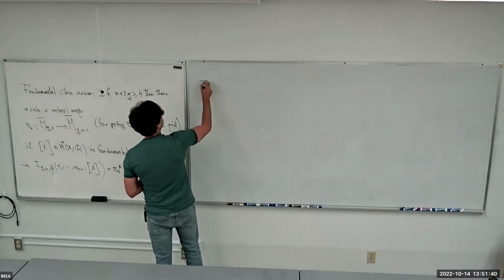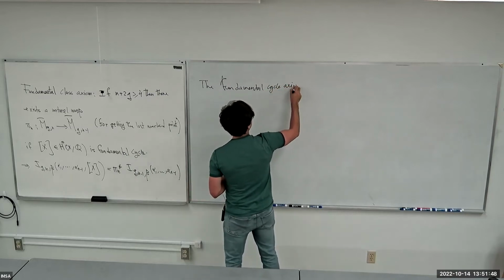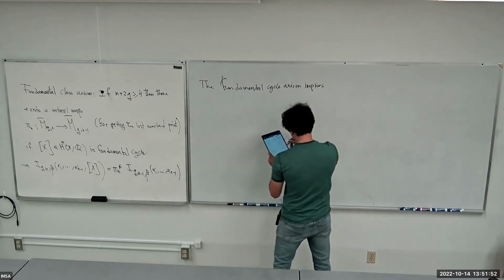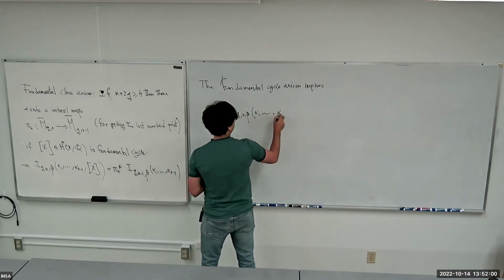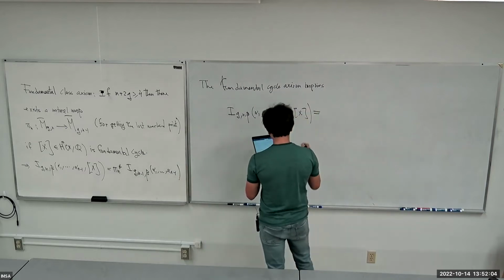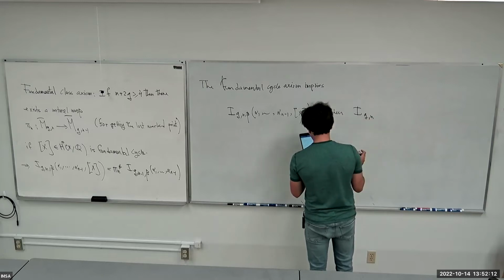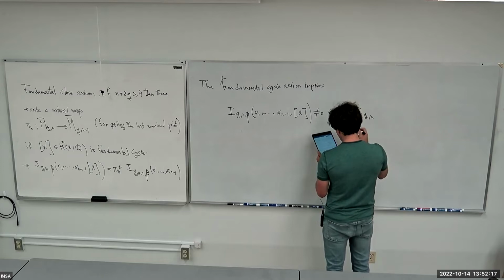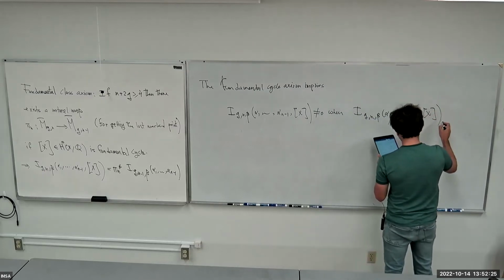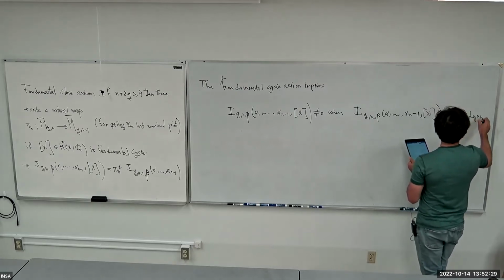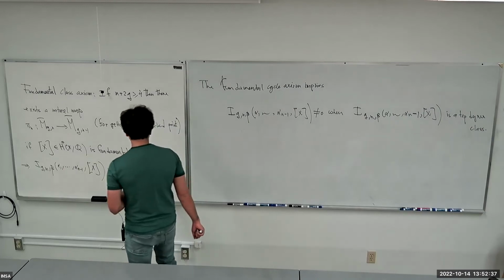Then the fundamental cycle axiom implies that I_{g,n,beta} of alpha 1 to alpha n minus 1 and the fundamental cycle of X is going to be non-zero only when I_{g,n-1,beta} of alpha 1 to alpha n minus 1 is of top degree, is a top degree class. Okay. All right.